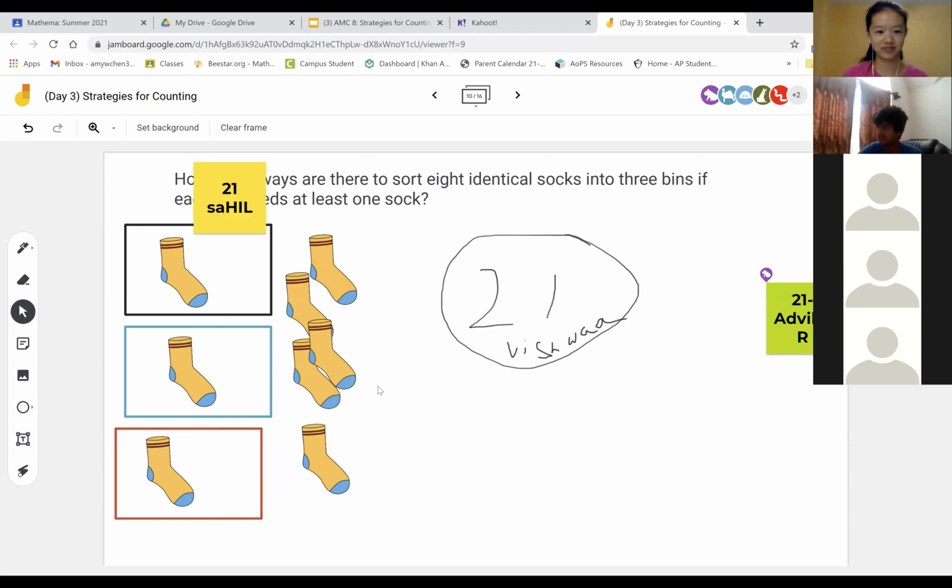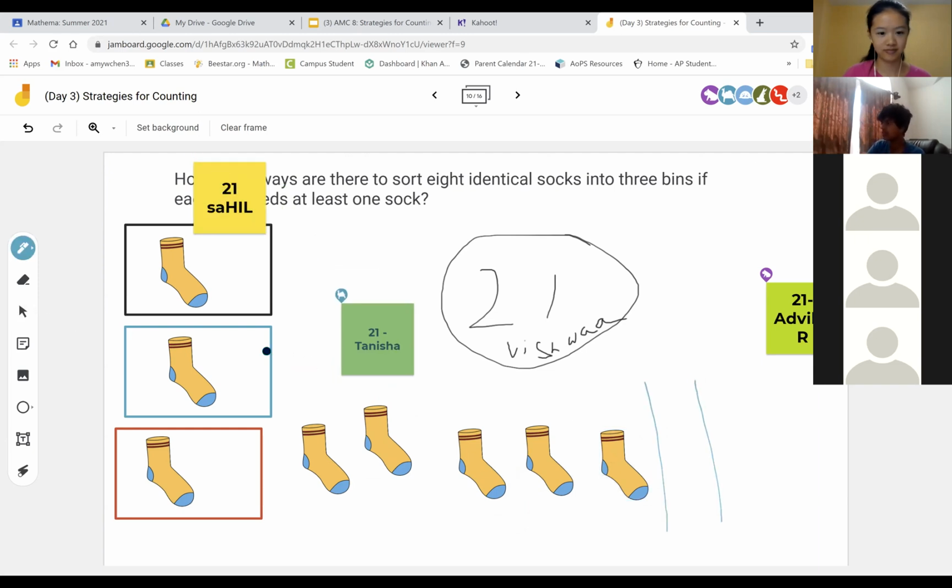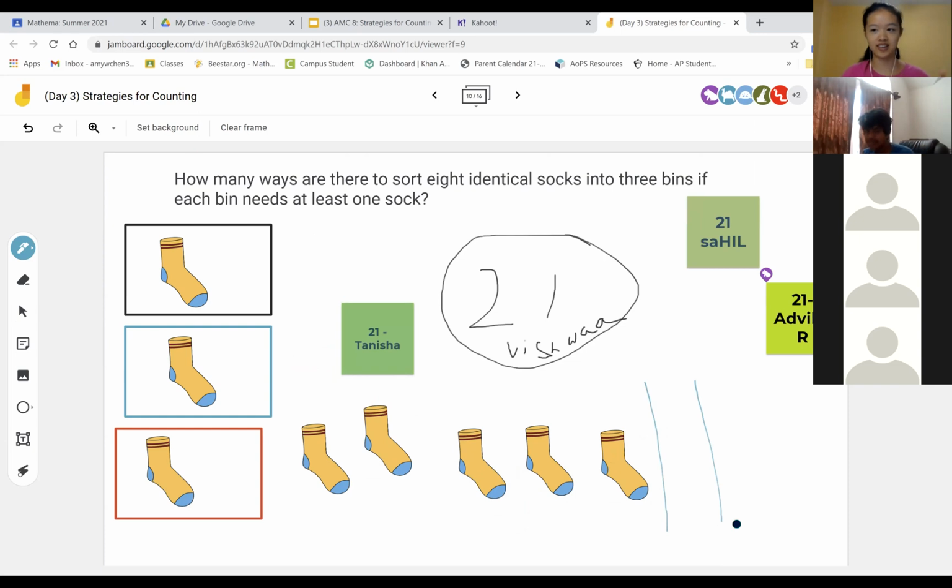So 8 socks, and then each one needs 3, so you can start with 5 socks now. And then you have 2 lines for the 3 bins, so 7 total. And then 7 factorial over 2 factorial for the lines and 5 factorial for the other socks. Yeah, you're right. Nice.